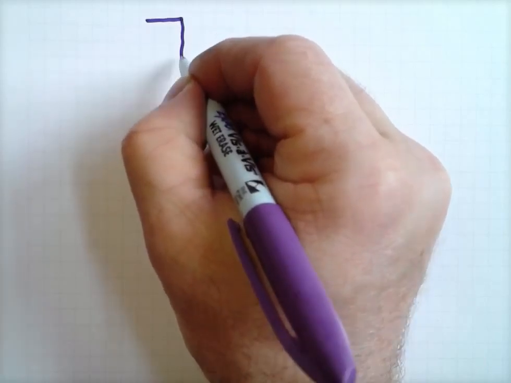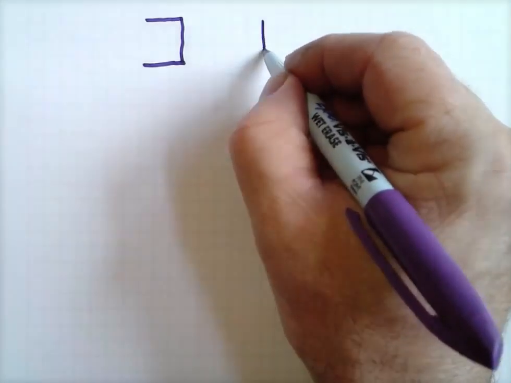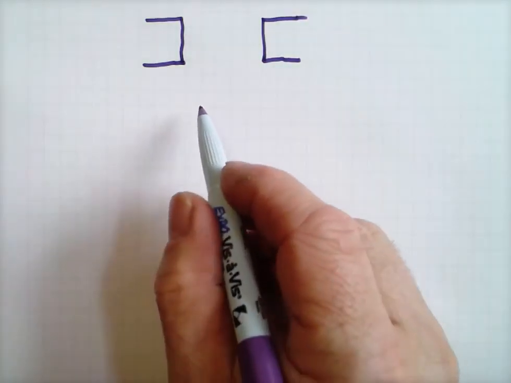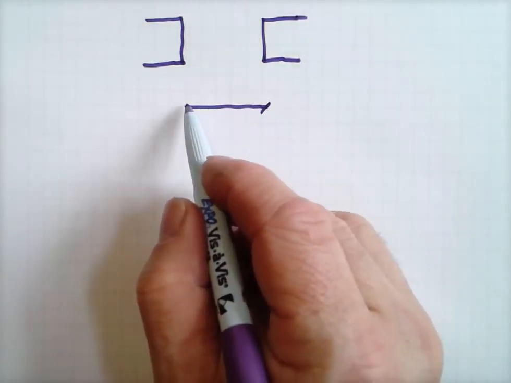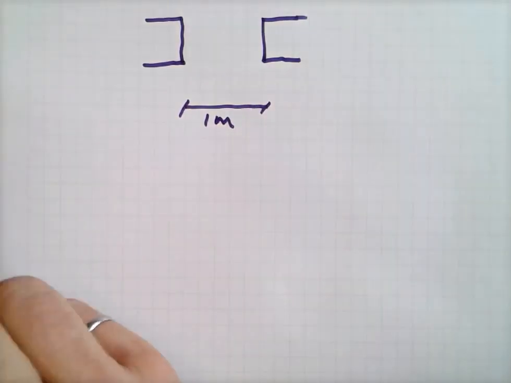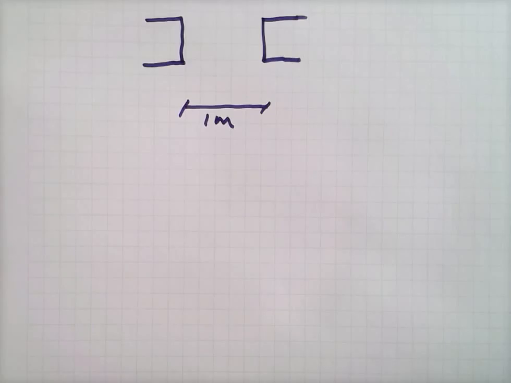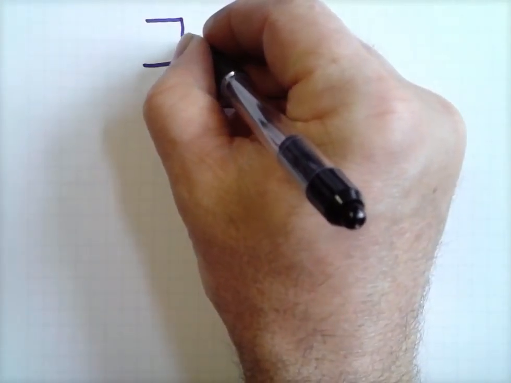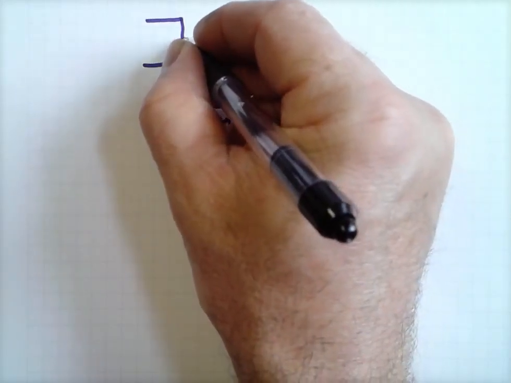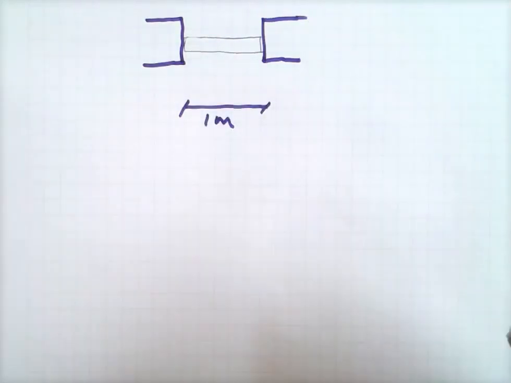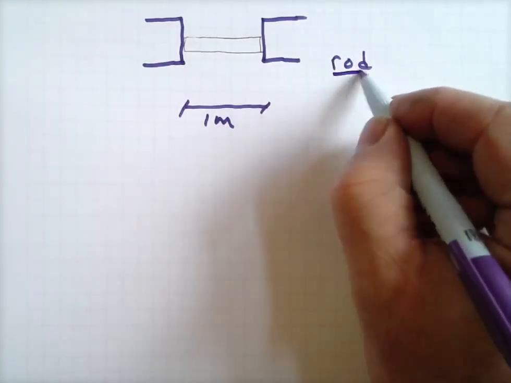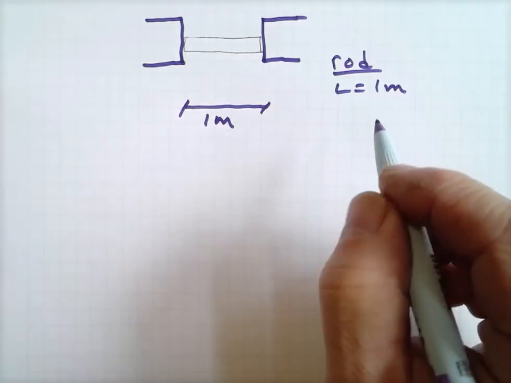I've got two immovable walls 1 meter apart. Now, immovable means not going to move. Then I'm going to put between those two walls a rod. And this rod, of course, has a length of 1 meter.